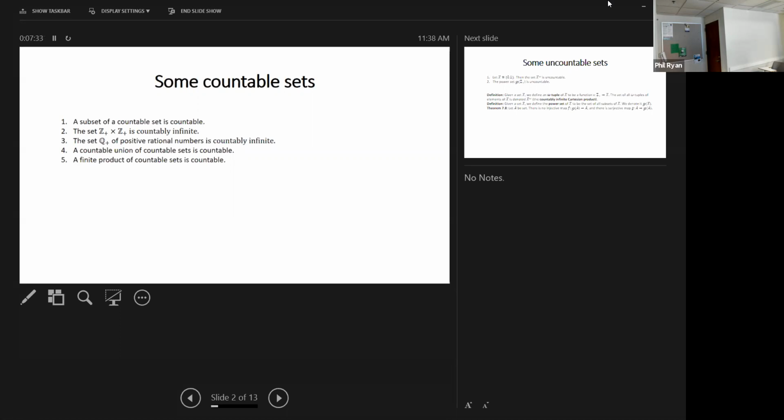Next: a countable union of countable sets is countable. How would we go about that? Oops, sorry, people on the internet, I had the camera turned the wrong way. Anyway, a countable union of countable sets is countable. So we've got a countable union of countable sets. That means we have some sort of collection of sets.